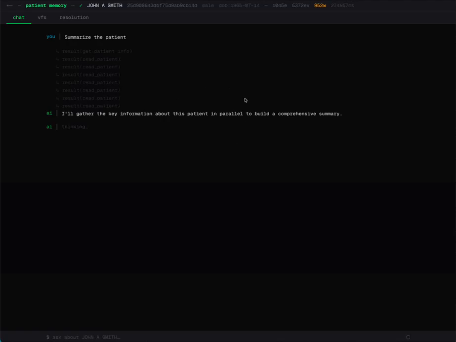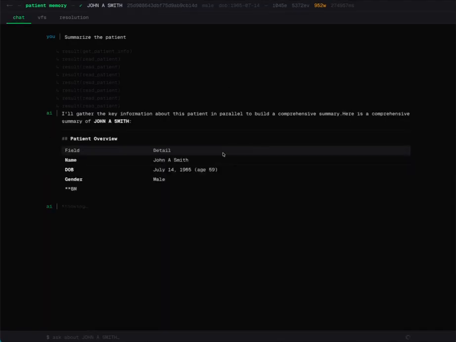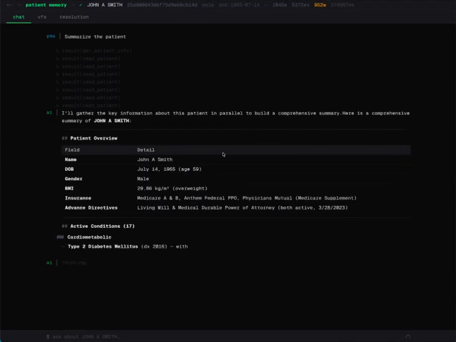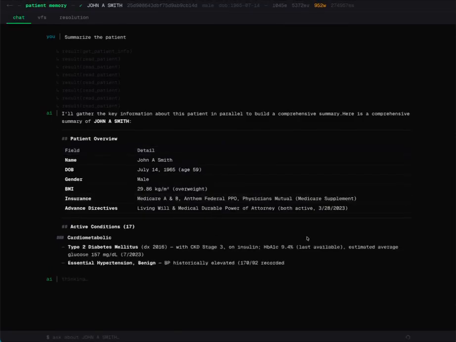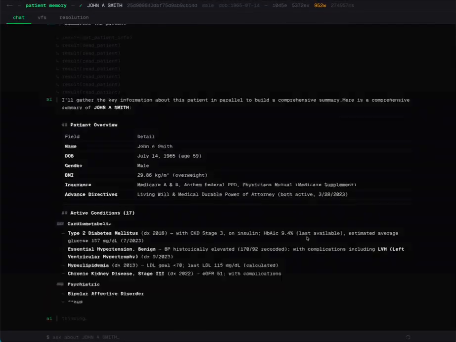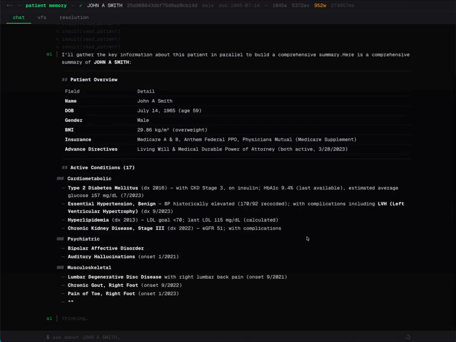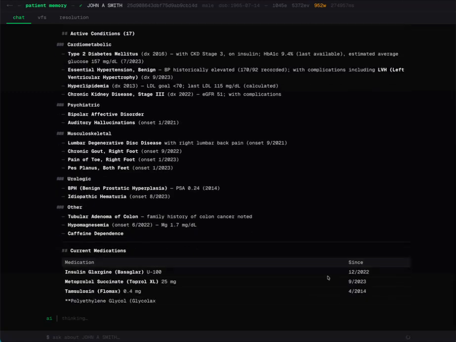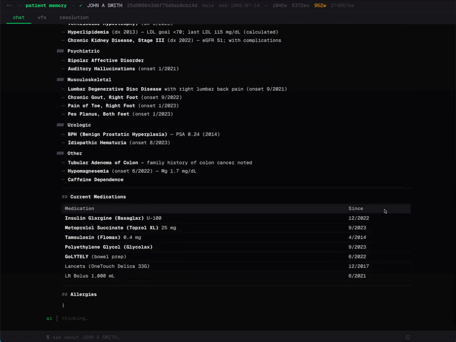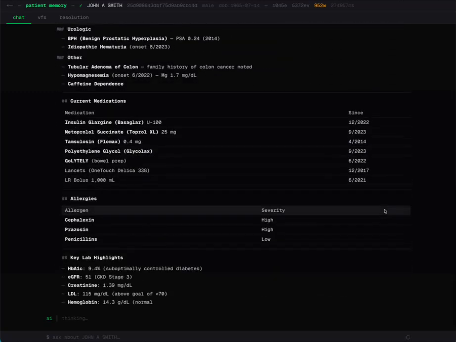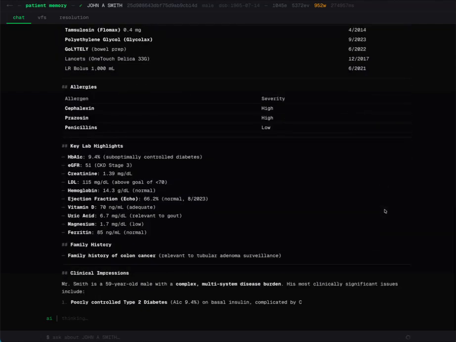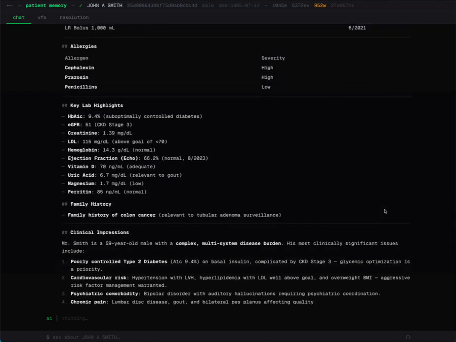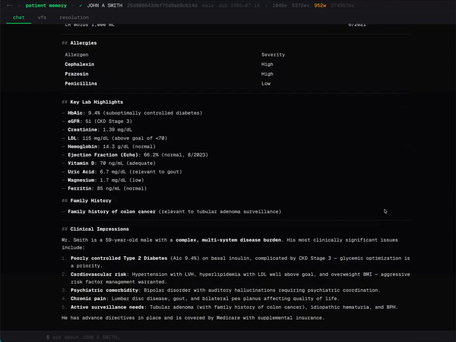What's happening here is that the agent is calling the tools in real time, but it's patient memory's structured graph that makes each of those calls fast and meaningful. We're not digging through raw data here. In seconds, we have demographics, active conditions, current medications, allergies, family history, lab highlights, the full picture. That's not the agent being smart. That's patient memory having done the work upstream so that this comes up clean and clear for the clinician.